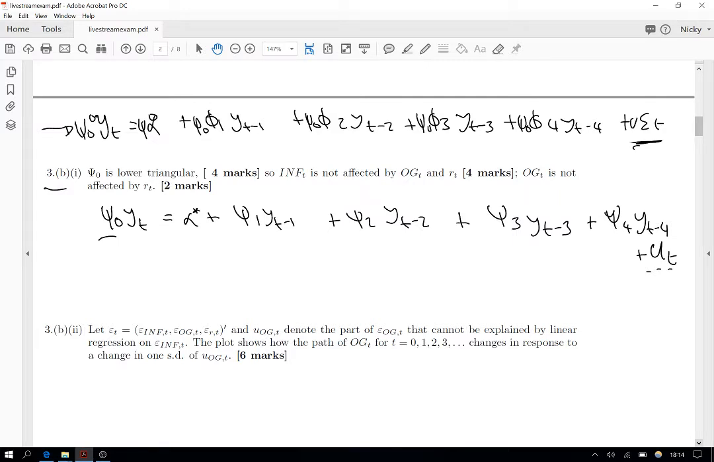Okay, so there's a slide on this in the lecture. So again, for example, alpha star will equal this. Psi 1 will equal this, and so on. And the new residuals, ut, will be this transform residual here. And we choose this matrix such that it makes all of the new residuals ut uncorrelated with each other.